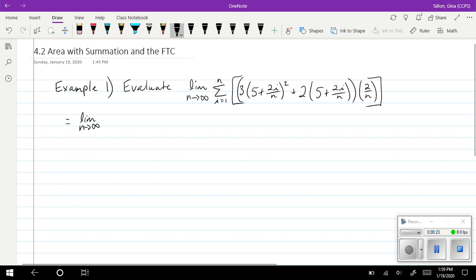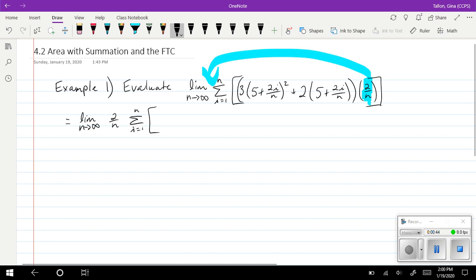The first thing that I notice is that this 2 over n here is a constant. So this 2 over n is going to come out and go right in the middle here between my limit as n approaches infinity and my summation. So I am going to write that with a 2 over n multiplied by the summation as i goes from 1 to n, big bracket.